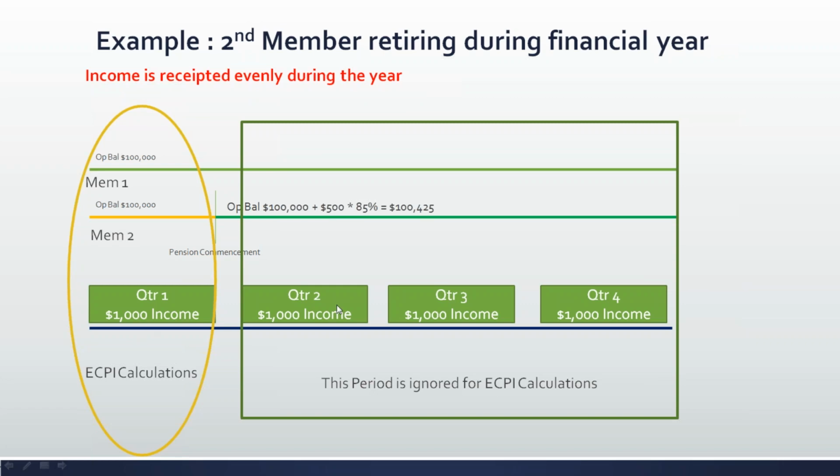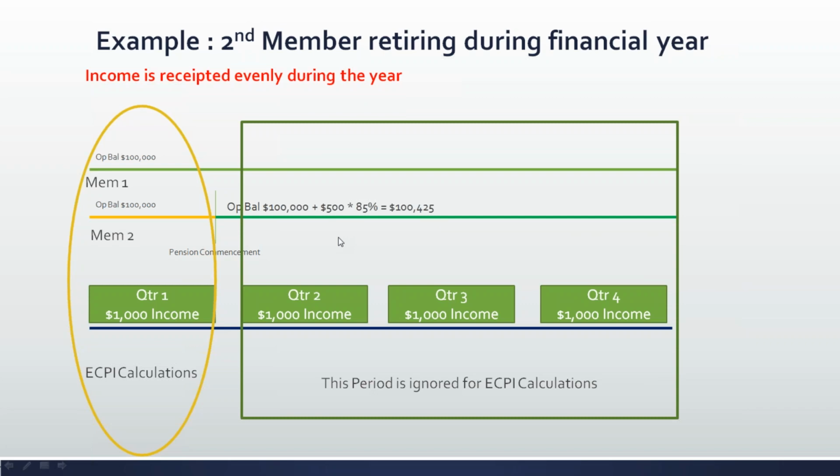So we've received income of $1,000 every quarter in that financial year, and we have a member. This green line denotes that this member one is actually on pension, and member two had the same balance, $100,000, at the beginning of the year, but that member was in accumulation phase. And then after quarter one, member two decided to commence a pension. So we have a green line.